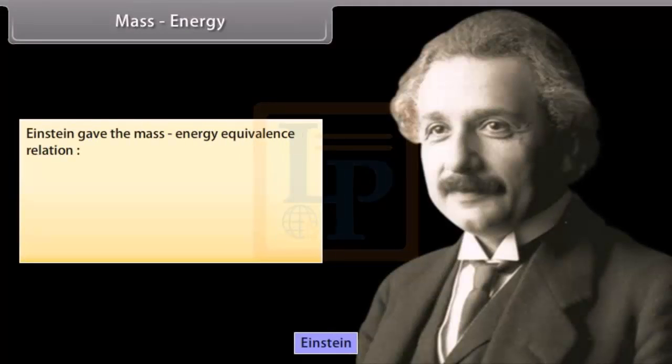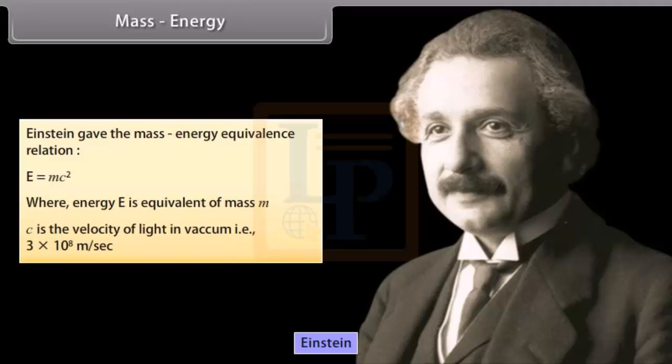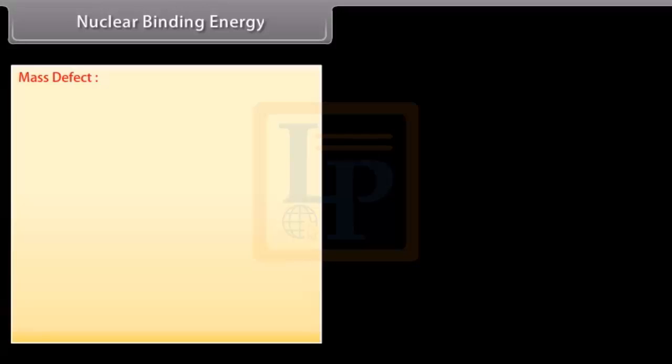Mass energy. Einstein gave the mass-energy equivalence relation: E = mc², where energy E is equivalent of mass m. c is the velocity of light in vacuum, that is 3 × 10^8 meter per second.